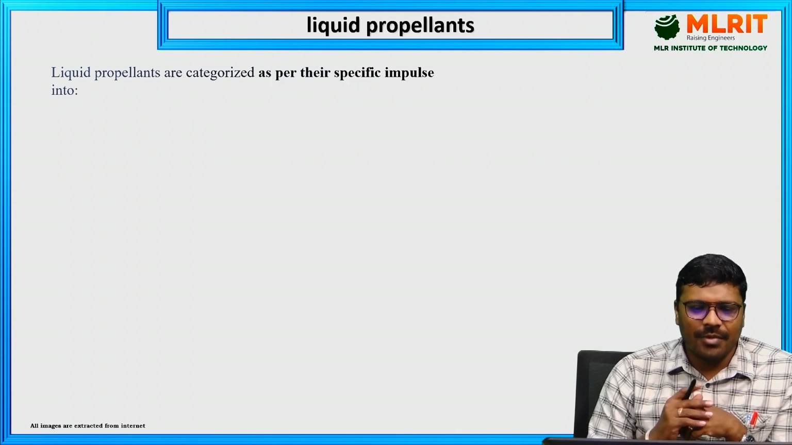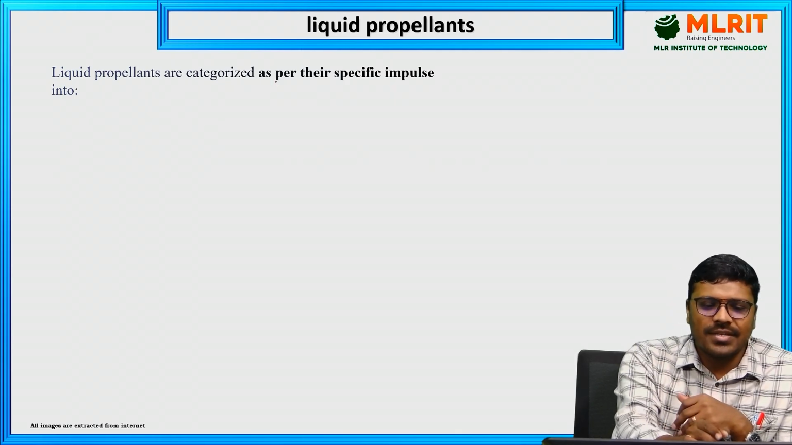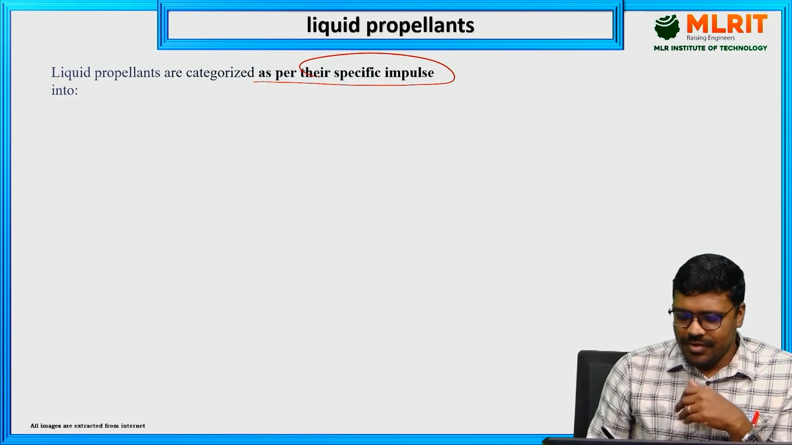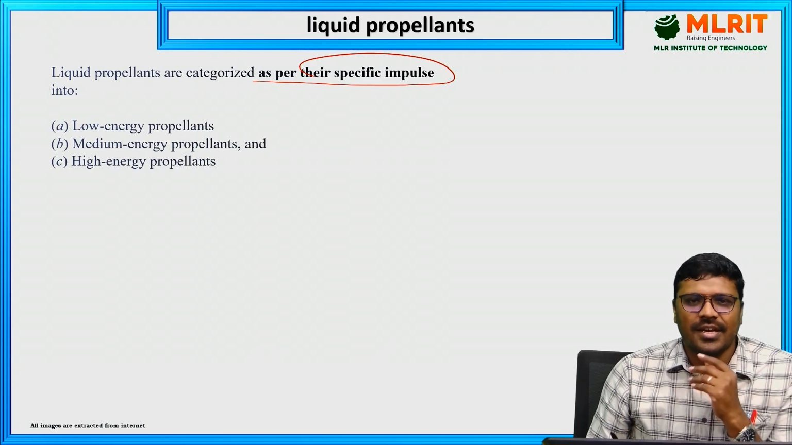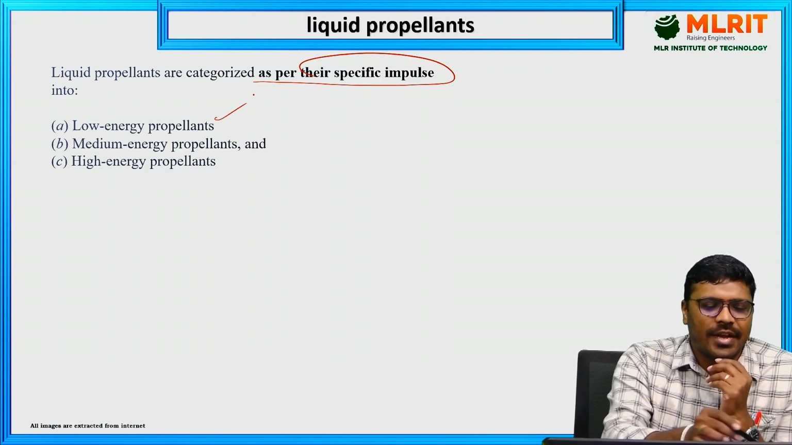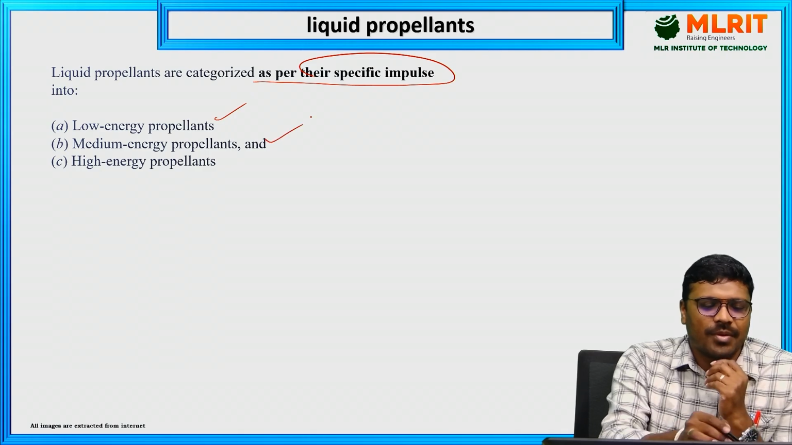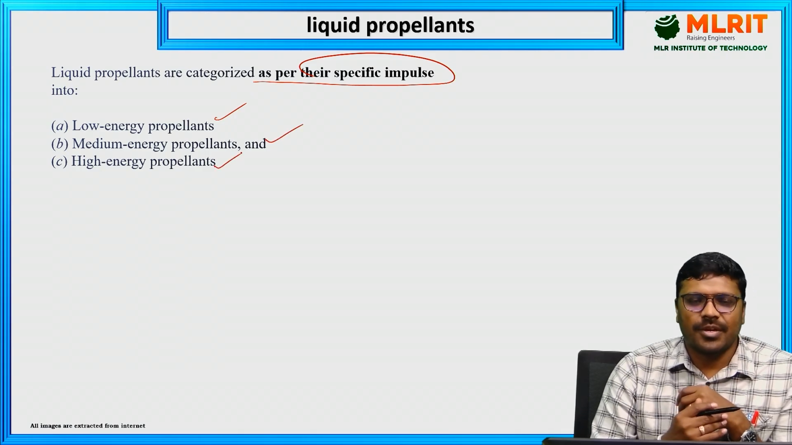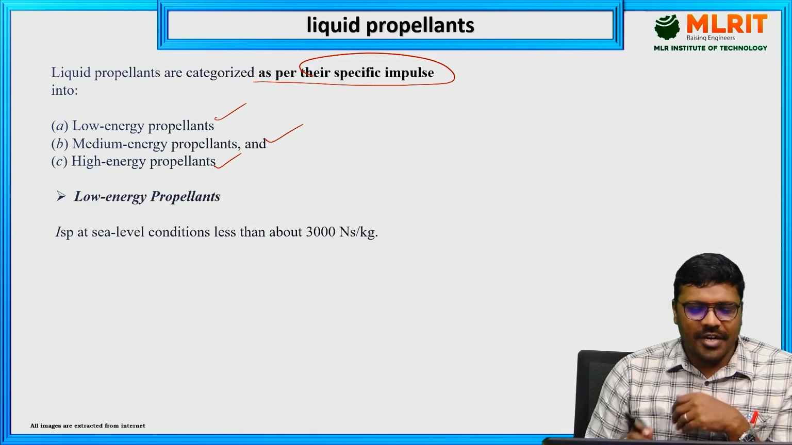Coming to the properties of liquid propellants, they are categorized by their specific impulse. Coming to the specific impulse, they are categorized into three types: low energy propellants, medium energy propellants, and high energy propellants. Okay, low energy propellants.